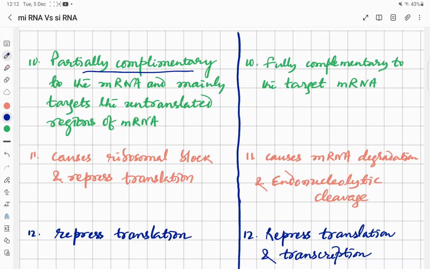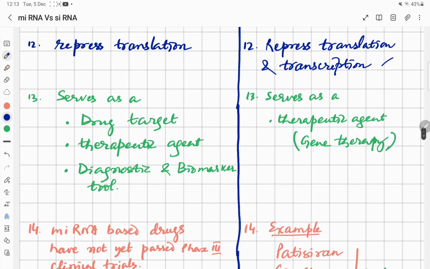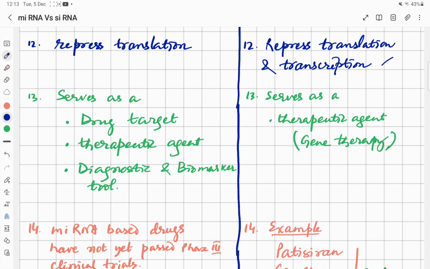So that causes mRNA degradation. And there is also endonucleolytic cleavage. So we can say that in microRNA there is only repression of translation. In case of siRNA there is both repression of translation as well as transcription. So if we see their use, microRNA serves as a drug target, therapeutic agent, and diagnostic and biomarker tool, and siRNA basically serves as a therapeutic agent and is used in gene therapy.